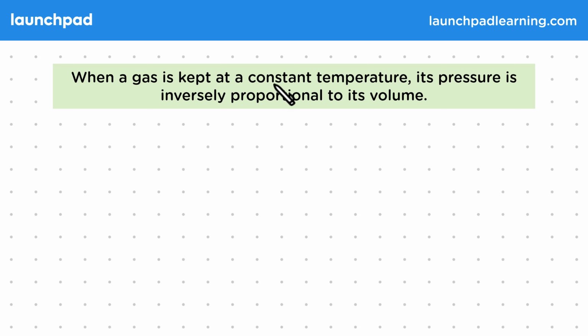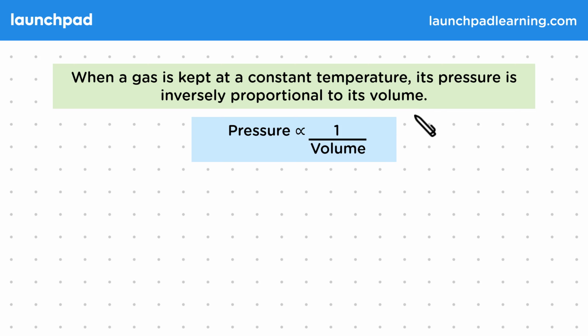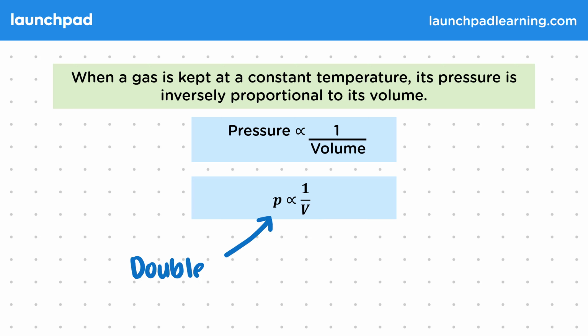When a gas is kept at constant temperature, its pressure is inversely proportional to its volume. By inversely proportional here we mean that the pressure is equal to a constant divided by the volume. So the pressure is proportional to 1 over the volume, and in symbol form, that is P is proportional to 1 over V. That means that if the pressure doubles, the volume will halve.